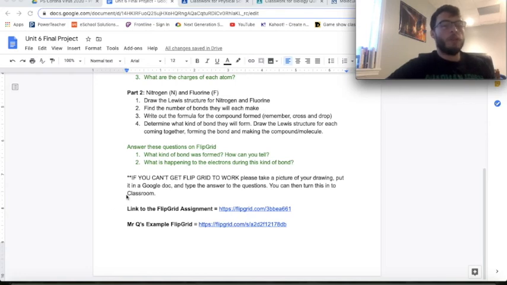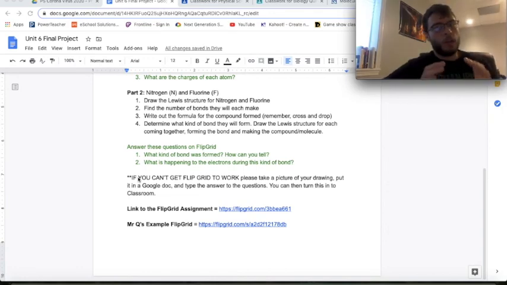Now, important here, if you can't get Flipgrid to work, you can just take a picture of both of your things, and you can then put it on a Google Doc and answer and type out all the questions, and then you can submit that to Google Classroom instead. That's only if you can't get Flipgrid to work.